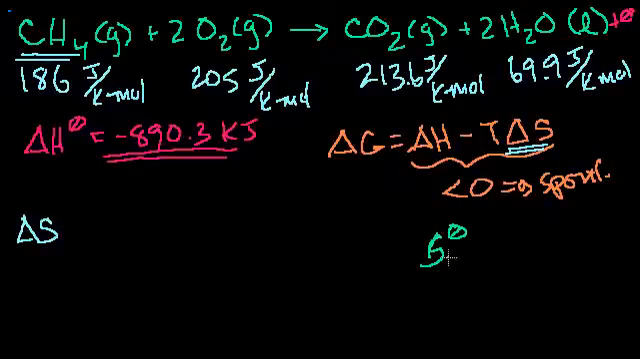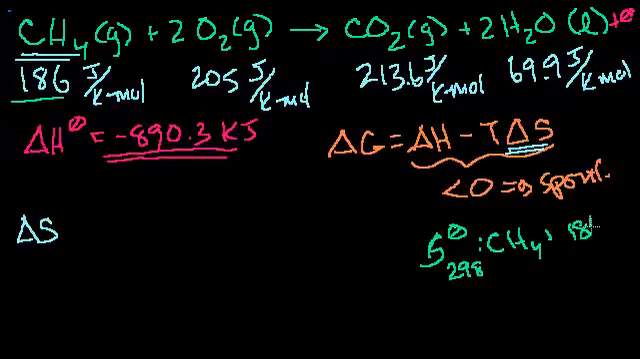The standard molar entropy. So when we say standard, it's at 298 Kelvin. You don't use the word degrees necessarily when you talk about Kelvin. So it's at 298 Kelvin, which is 25 degrees Celsius, room temperature. That's why it's considered standard temperature. So the standard entropy of methane at room temperature is 186 joules per Kelvin mole.